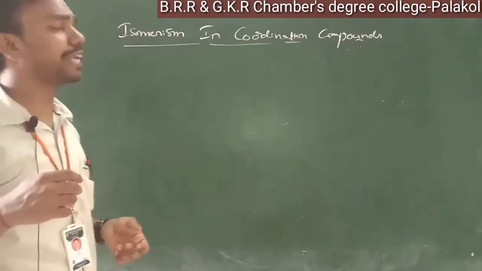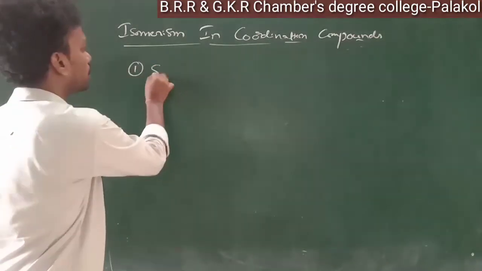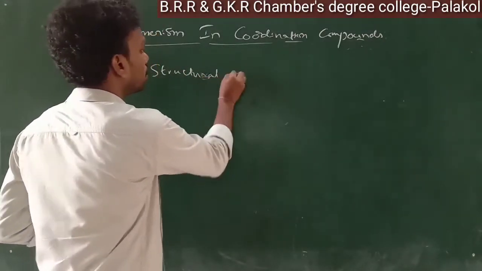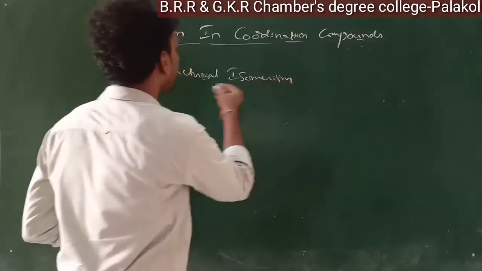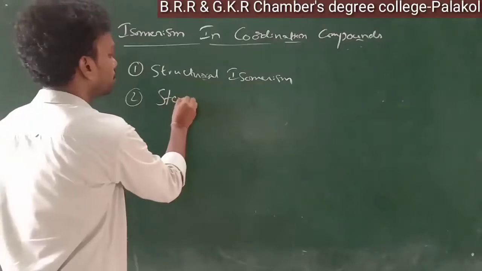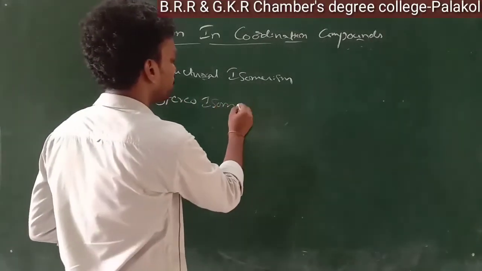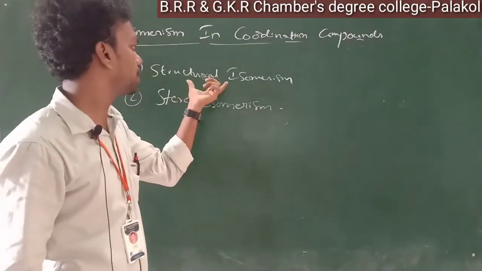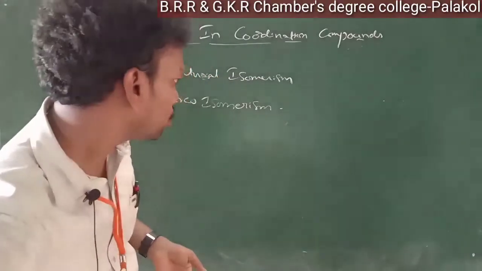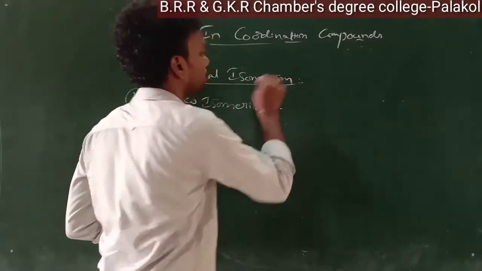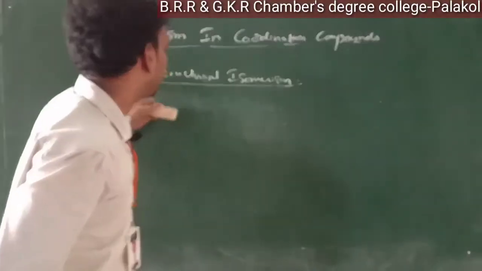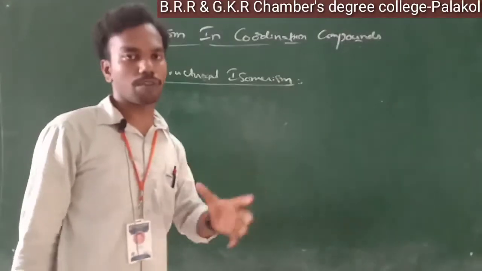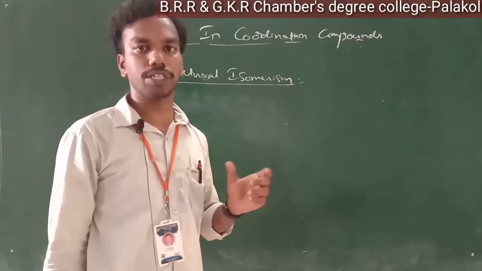Now we have different types of isomerism, mainly structural isomerism and second one is stereoisomerism. In this video, I am going to stick to structural isomerism. So what is structural isomerism? It is a difference in structural arrangements, with the same molecular formula, right?